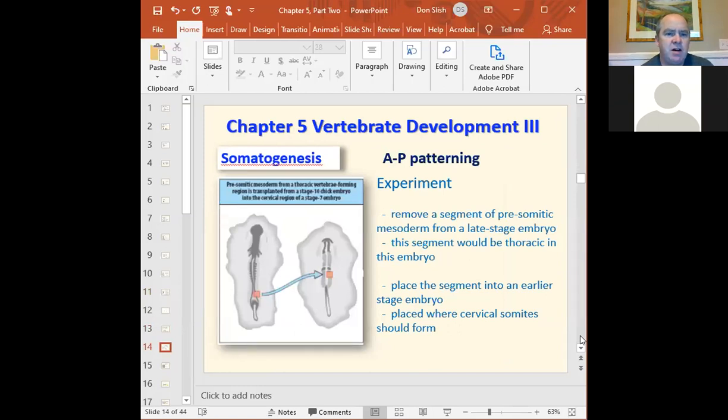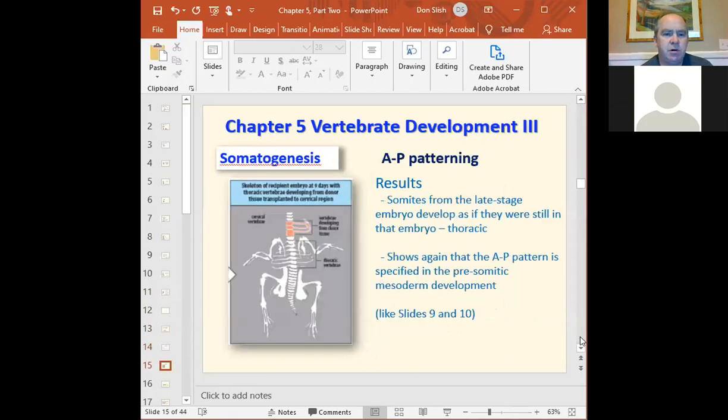Going back to AP patterning here again, if you take a chunk of some very posterior somite and put it more anteriorly, you get a pretty messed up bird.